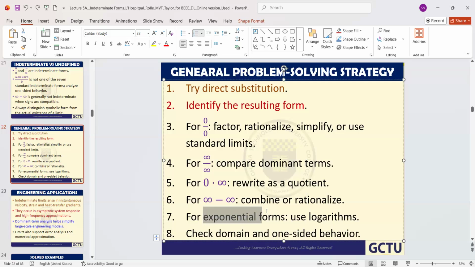For exponential forms, use log, and then you can check for one-sided domain for functions. So this is a summary of all that I have talked about in the past 30 minutes for each of the indeterminate forms you get.